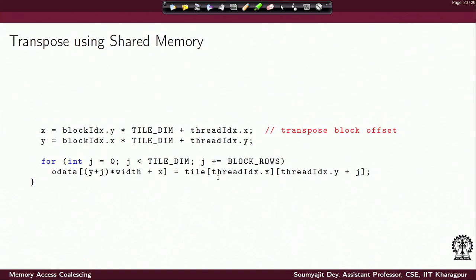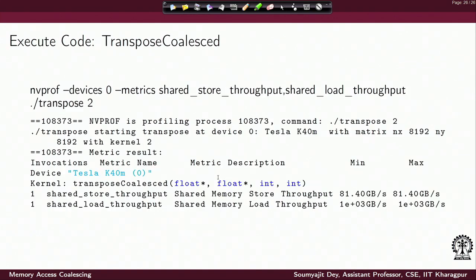So with this, we will end this lecture, where we actually showed the usefulness of shared memory, how it helps to coalesce both the loads and stores while doing a matrix transpose computation. In the next lecture, we'll take a deeper look into this.